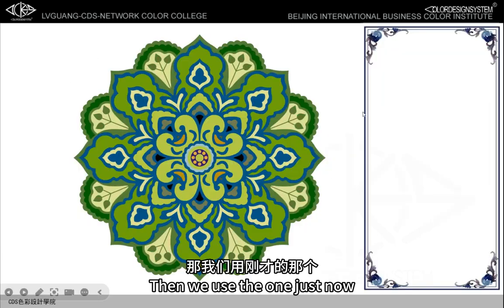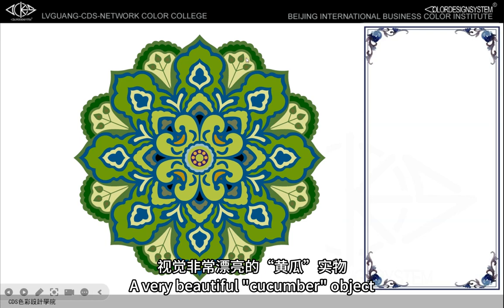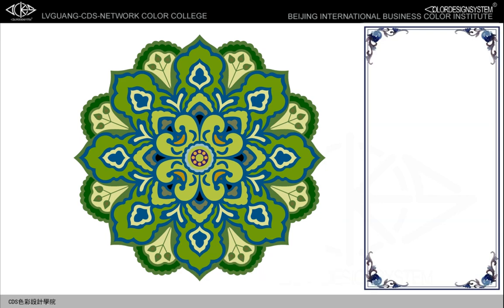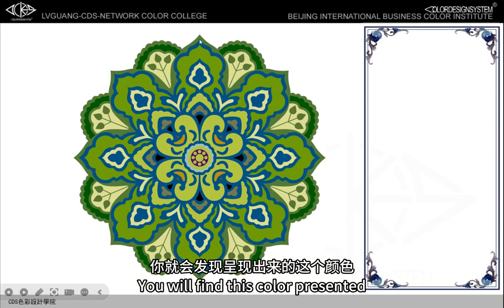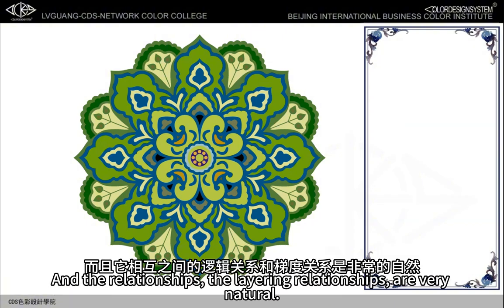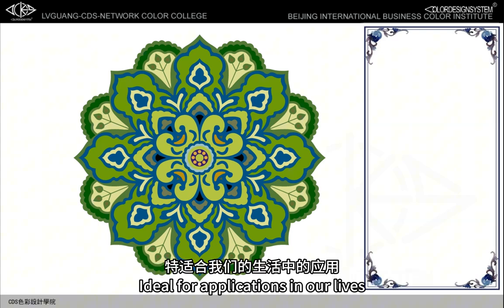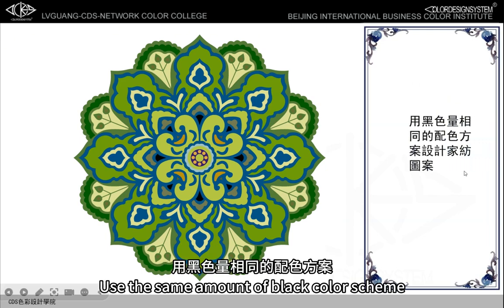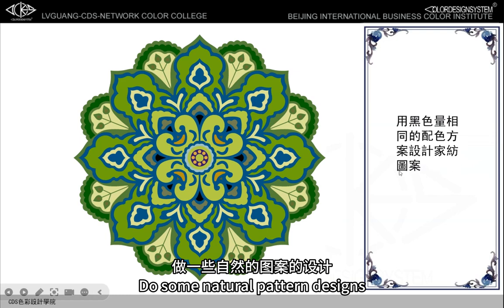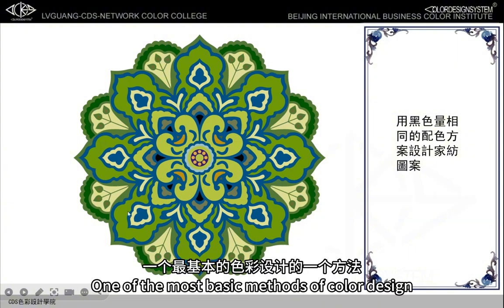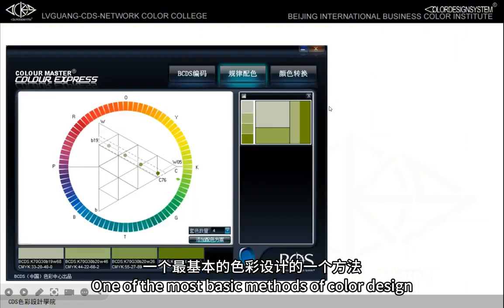Then we use the very beautiful cucumber object from just now and make a design for the extracted colors. You will find this color presented is very natural and harmonious, and the layering relationships are very natural. Ideal for applications in our lives. Use the same amount of black color scheme to do some natural pattern designs. This is how we present to you one of the most basic methods of color design.